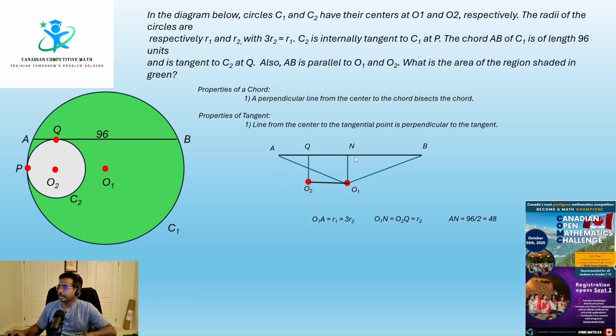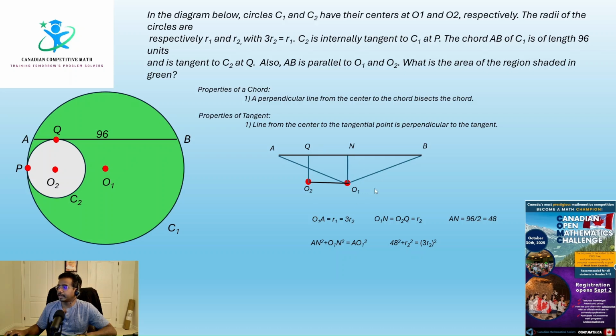We also know that AN is half of AB. So AN will be 96 divided by 2, which is 48. As I mentioned earlier, the line O1N is perpendicular to line AB, meaning ANO1 is a right angle triangle. AN square plus O1N square equals AO1 square, because AO1 is the hypotenuse, and O1N and AN are the sides of the 90-degree angle. So using Pythagoras theorem, we establish this relation.